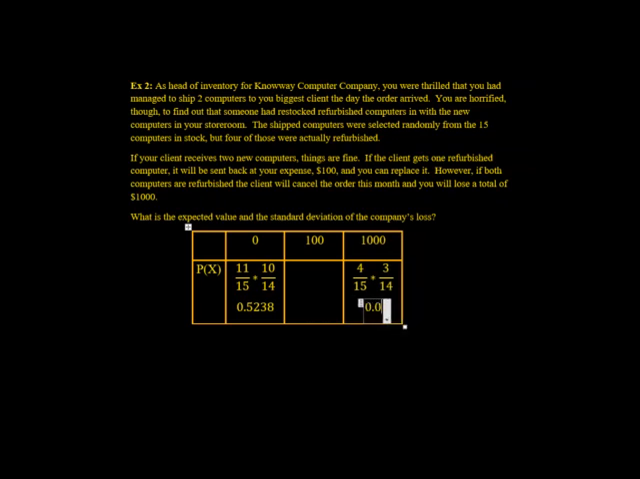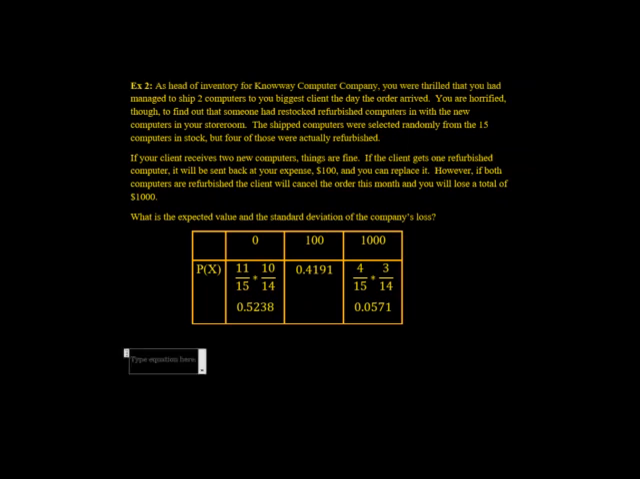0.0571. So now to find the probability of a $100 loss, we just do the complement. We're going to add the 0.5238 and the 0.0571 together and subtract them from 1, which gives us 0.4191. So we have about a 42% chance of losing $100.